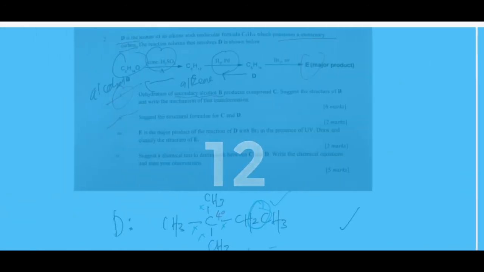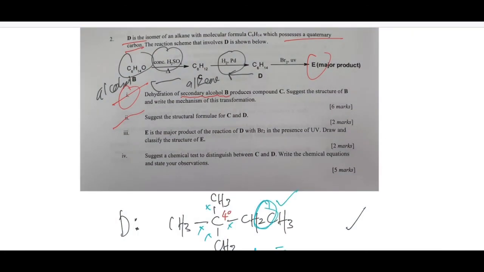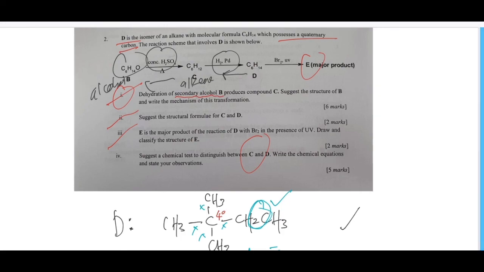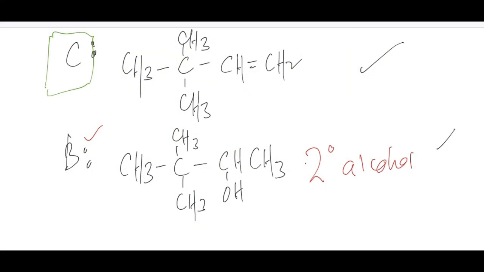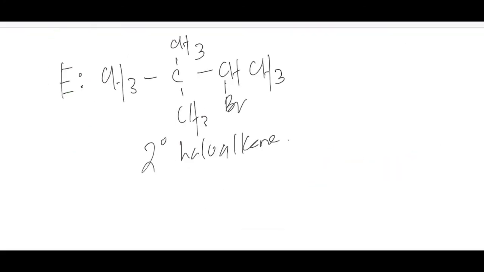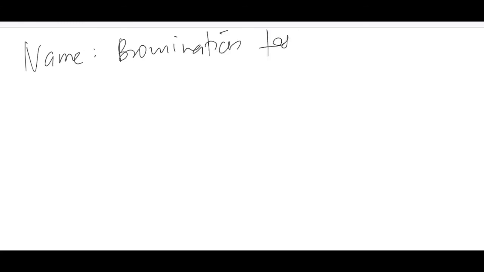Next question is this one. We have completed this one, draw and classify. Draw, it can be skeletal, expanded or condensed, up to you. Suggest a chemical test to distinguish C and D. C is an alkene, D is an alkane. So alkene and alkane. We go to a chemical test between alkene and alkane. The easiest I would say is the bromination test.